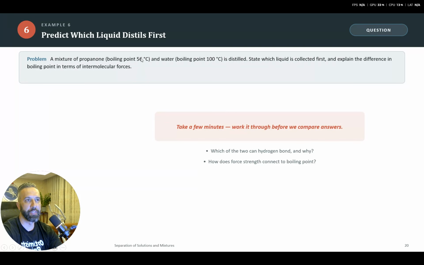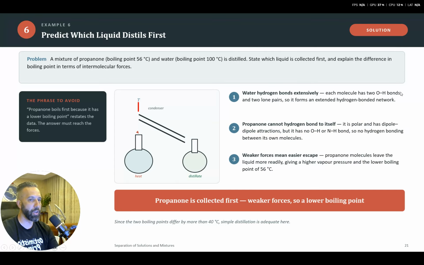Propanone, boiling point 56, and water, boiling point 100. They're distilled. State which liquid is collected first and explain the difference in boiling point in terms of intermolecular forces. So, of course, the liquid with the lower boiling point is going to evaporate first and go out first, go to distillate first. So water hydrogen bonds extensively.